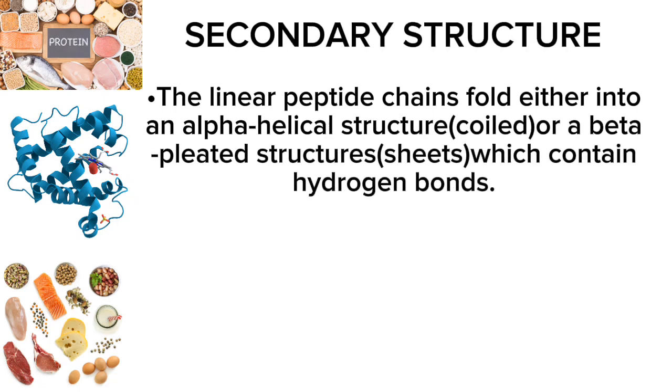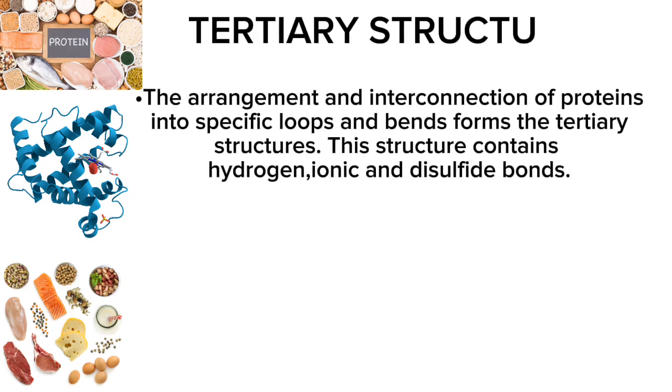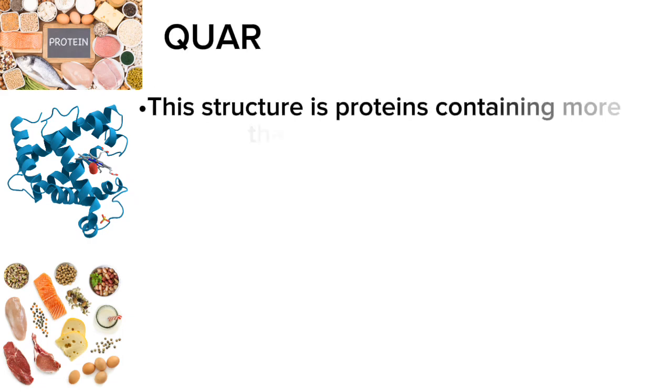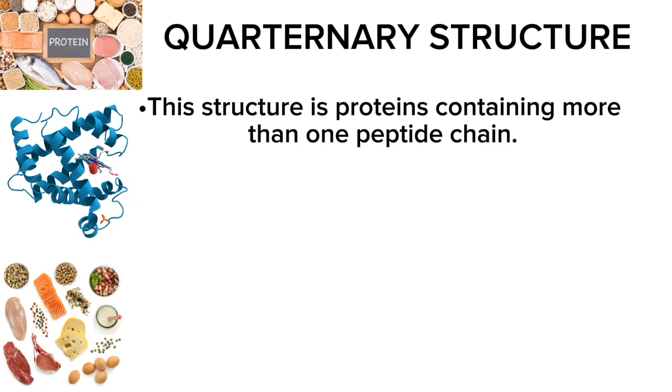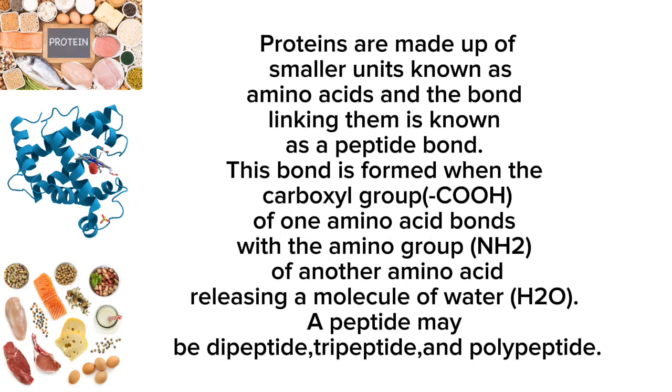The secondary structure. It is the linear peptide chains folding either into the alpha helical structure or coiled, or beta-pleated structures or sheets, which contain hydrogen bonds. The tertiary structure. It is the arrangement and interconnection of proteins into specific loops and bends, forming tertiary structures. These structures contain hydrogen, ionic, and disulfide bonds. The quaternary structure. This structure is proteins containing more than one peptide chain.